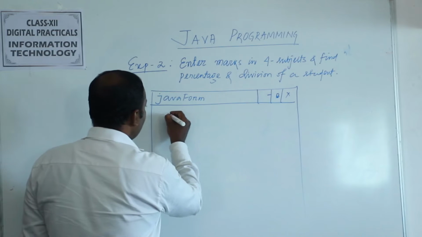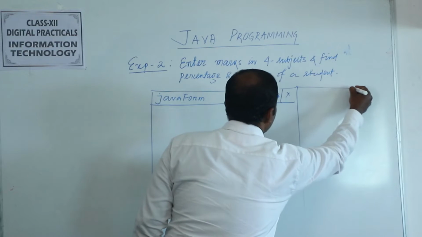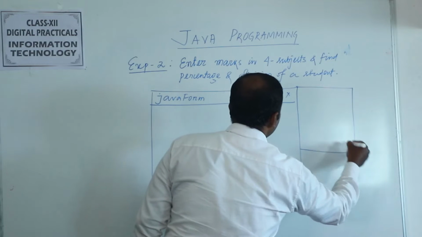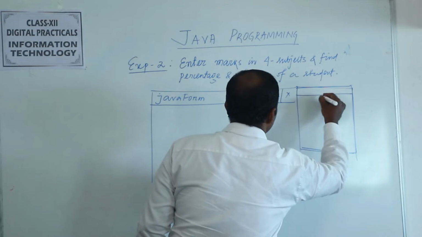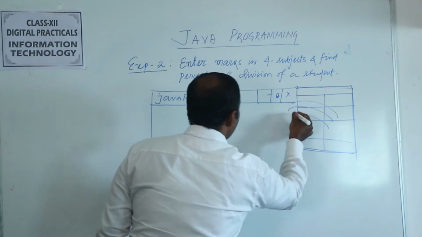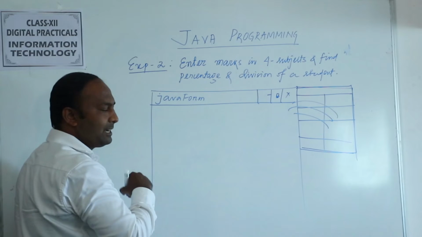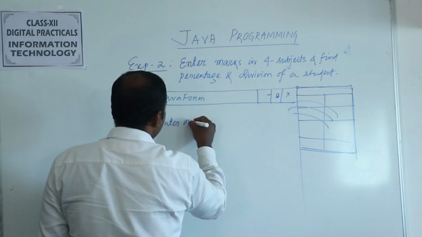So, my motto is to take a label control here. All these things are present inside the inspector window. Java swing controls are present here. We have to take them one by one from here, drag and drop on the form.